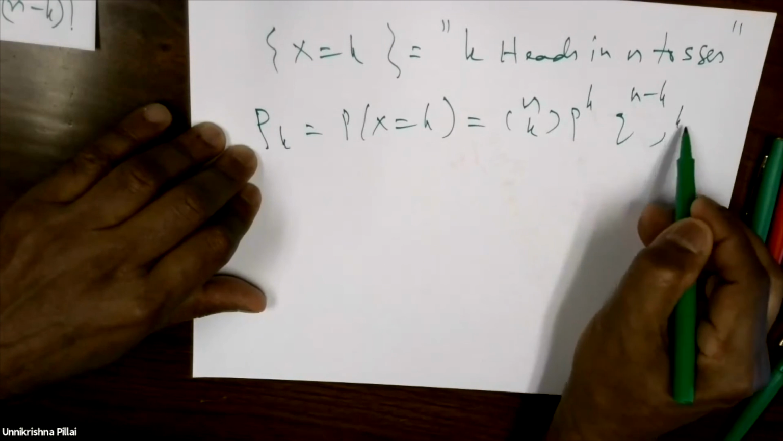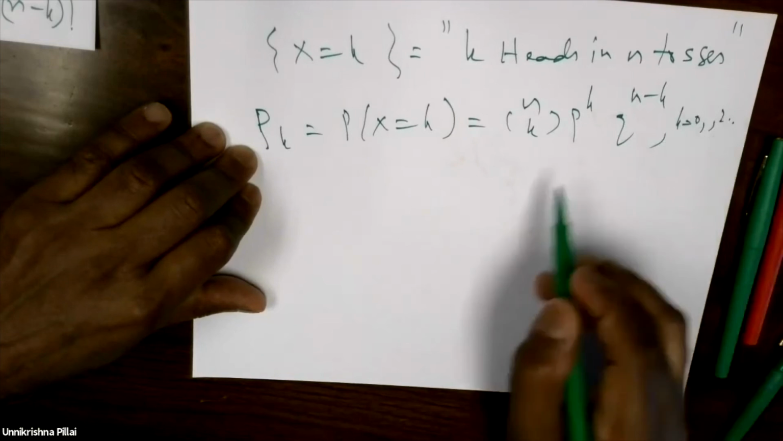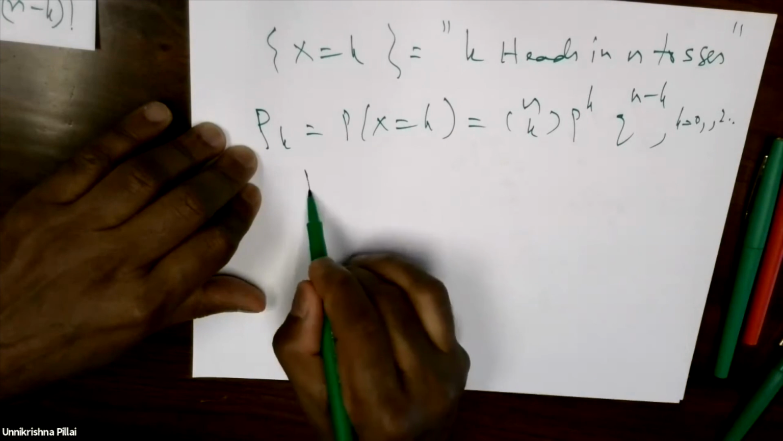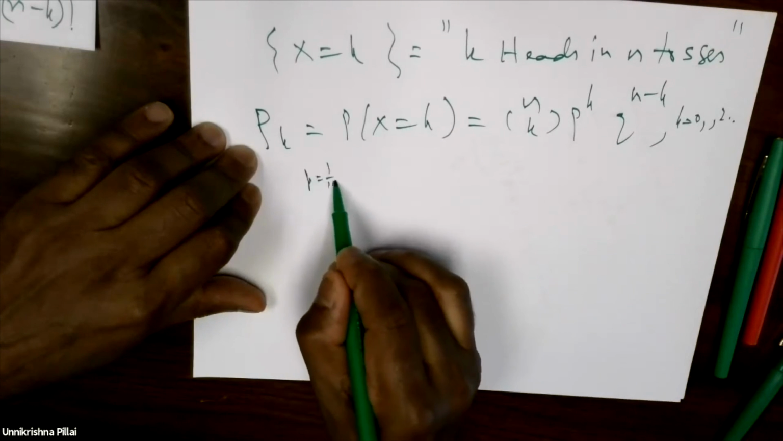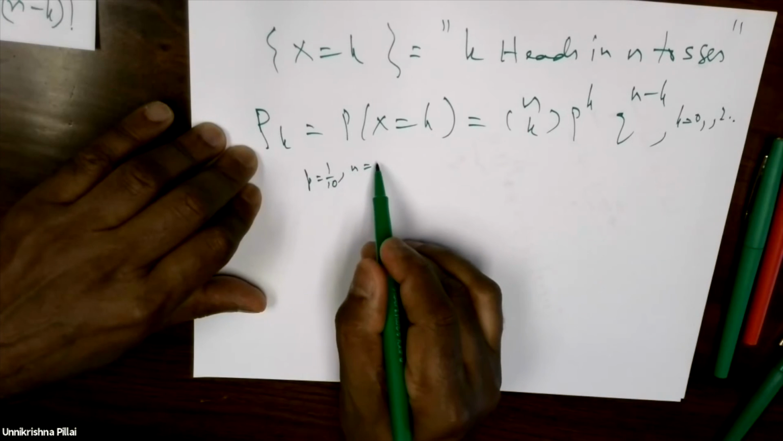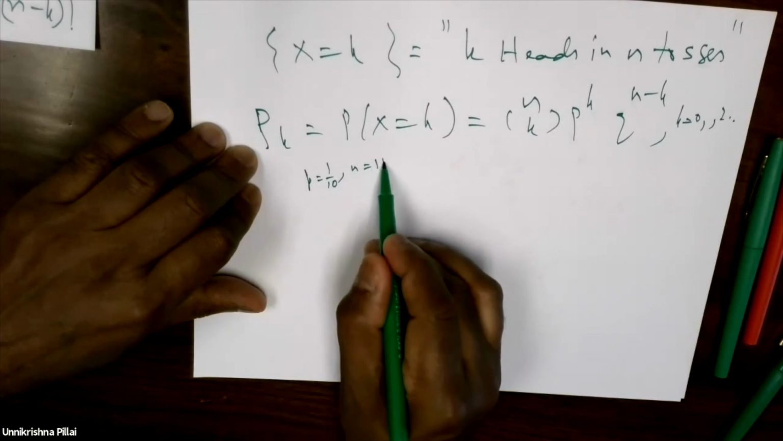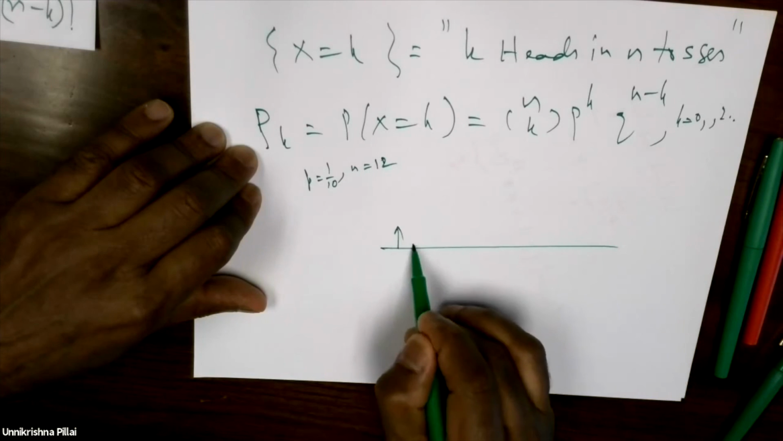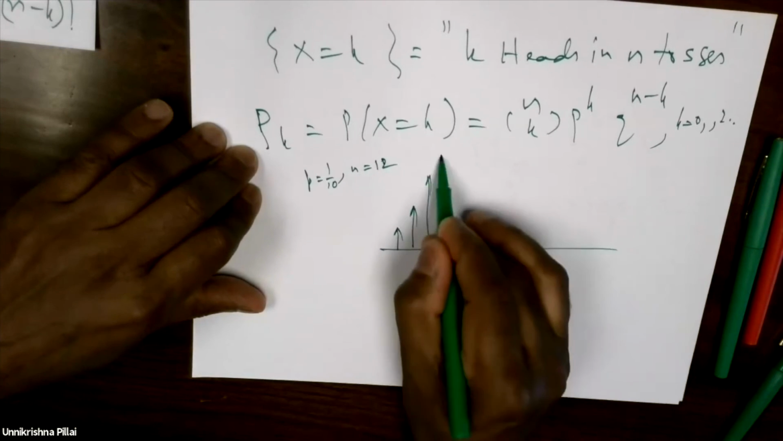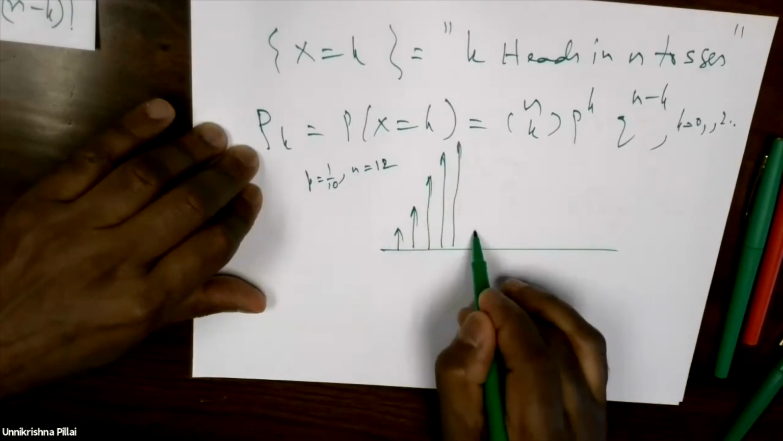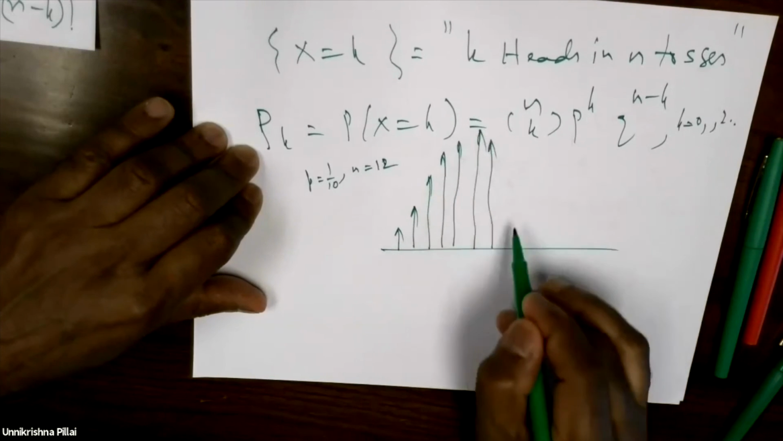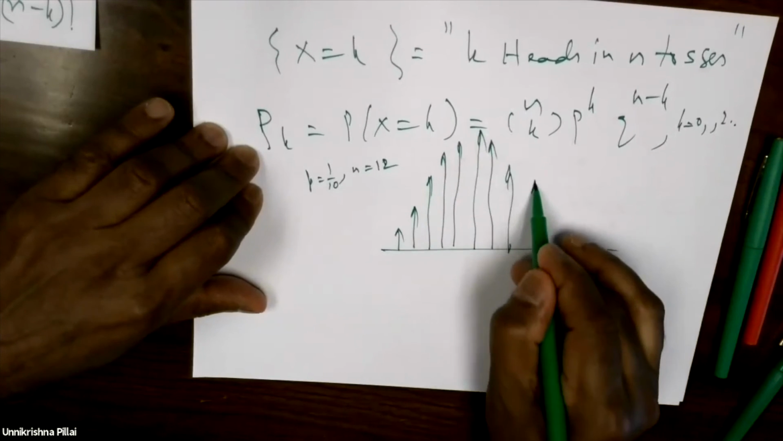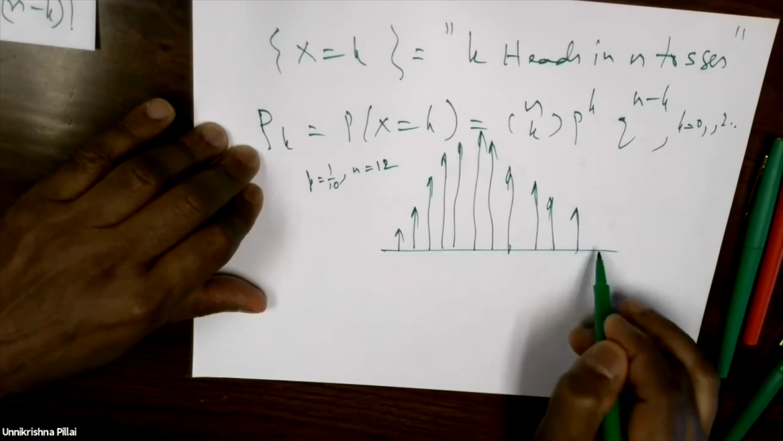So your job is to go home and try to plot this for different values. Let's say p is 1 over 10, and let's say n is 10 or 20. Let's say 12. If you go home and plot, you will get this pattern. So there are a couple of homeworks related to this. Generally any binomial will sort of look like this.